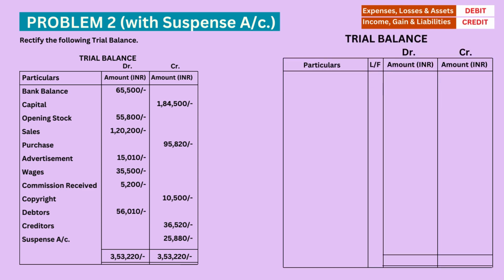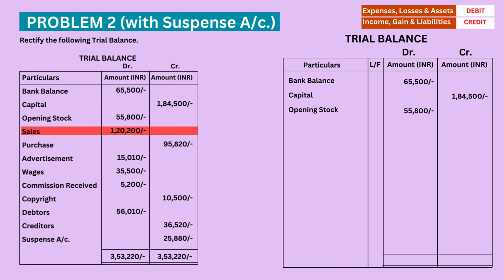Fine. First there is bank balance at the debit side. We know it is an asset. It is already at the correct side, that is debit. Capital at the credit side. Need not to say it is our liability, hence will be credited. Opening stock at the debit side. Is it correct? Yes, it is an asset, hence will be debited.